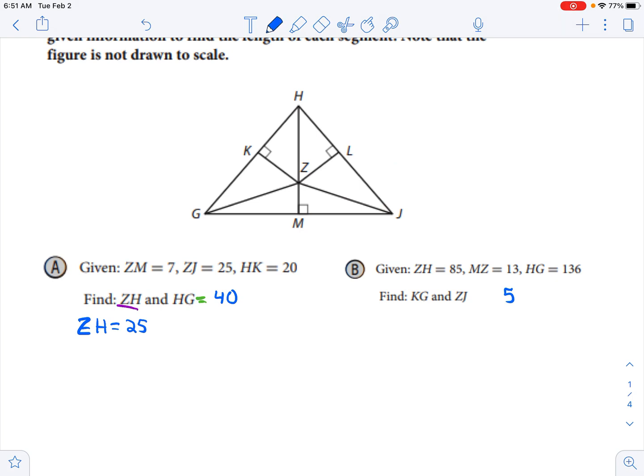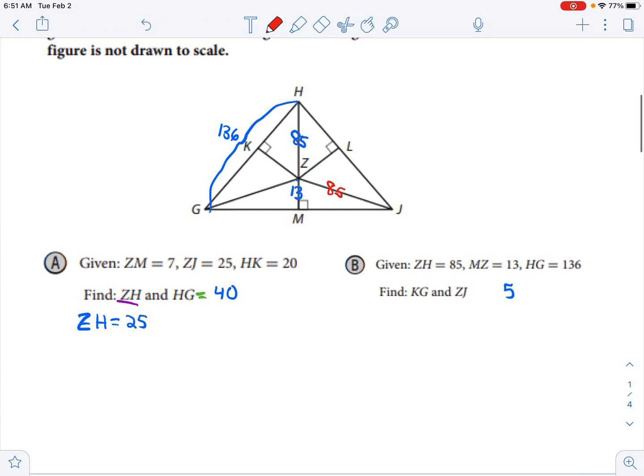And we go through B and we say, okay, now we have Z to H is 85. And it says M to Z is 13, so M to Z is 13. And then we have H to G is 136, so H to G is 136. Now again, I would fill some of these things in. So if I know that this is 85, then this has to be 85. And this is 13, so I can't do anything there. Just remember that this is bisected. This is cut into two equal parts.